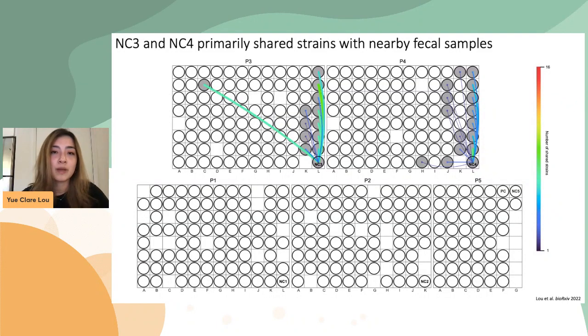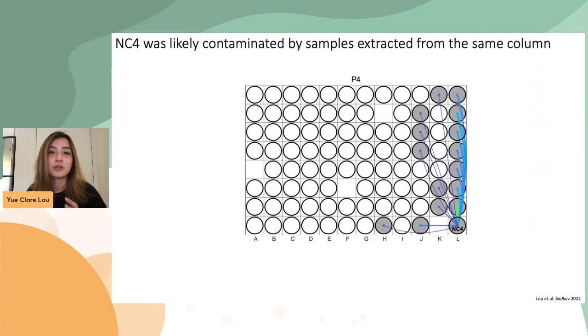I want to zoom in to talk about just one plate so you understand how to read such a plot. All the circles here represent samples. If a fecal sample shared strains with the negative controls, a line would be drawn between them. The more strains the sample shared with the negative controls, the brighter and thicker the line gets. So in this case, the sample right here shared the most strains with NC4.